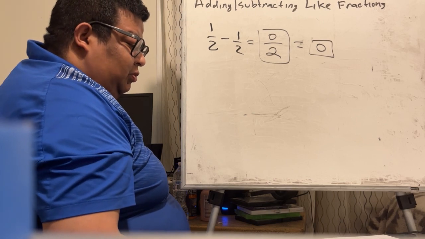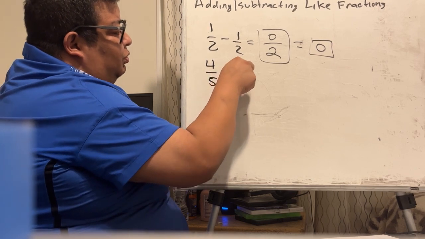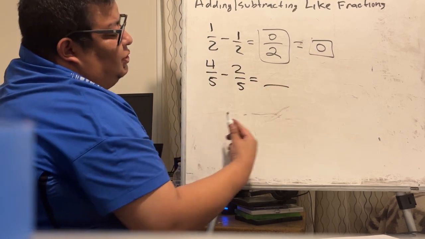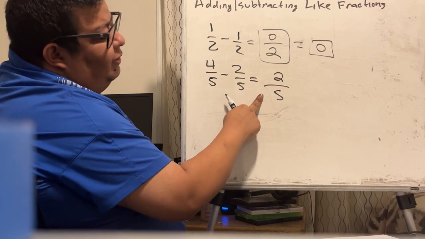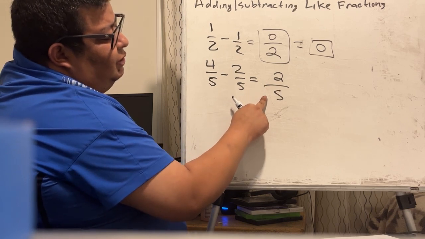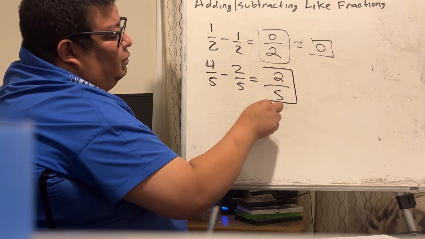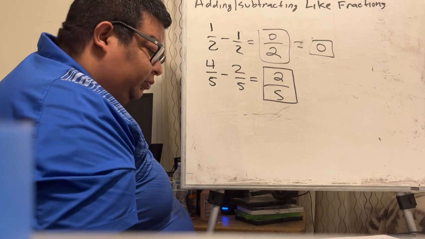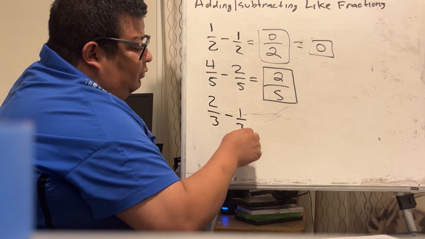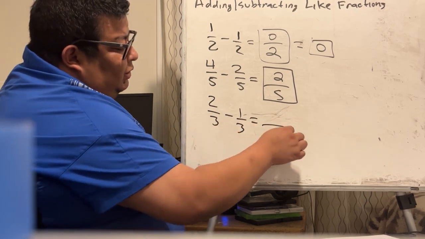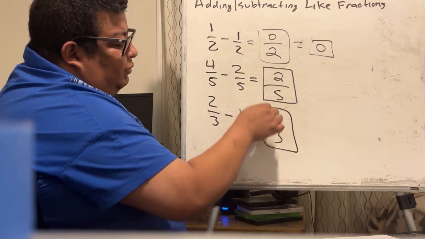All right, so let's do more. That would be 4 over 5 minus 2 over 5. Same denominator, 5. Then 4 minus 2, that's 2. Can you simplify this? No, because 2 is even and 5 is odd, and they don't have a common factor. So they're not divisible by another number. So this is your final answer. Let's look at this one: 2 over 3 minus 1 over 3. Same denominator, 3. 2 minus 1 is 1. Final answer, you cannot simplify.